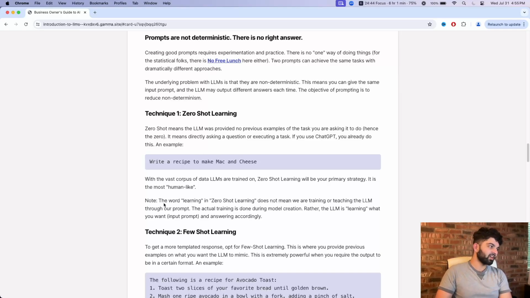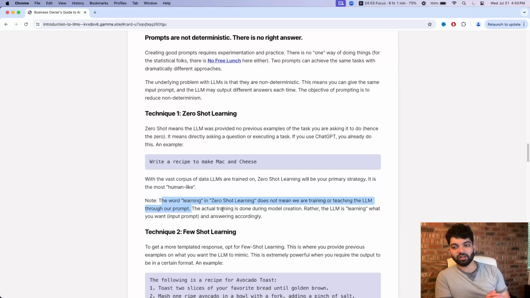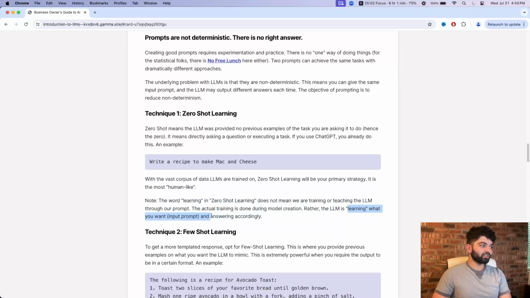And a key point there is that the word learning in zero-shot learning does not mean we're training or teaching the LLM through our prompt. The actual training is still done during the model creation process. That's the expensive thing that OpenAI or Claude or Mistral does for us on the back end using GPUs. When we're prompting, the LLM is just figuring out what you want from the input prompt and answering accordingly. So there's no actual learning here. It's a bit of a misnomer. That's all it really means. It's a key difference to keep in mind: the learning you're thinking of in traditional machine learning, of a model learning about a data set, is not what we're doing here.